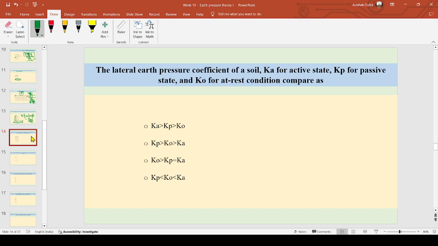The coefficient of passive earth pressure is more than the coefficient of earth pressure at rest, and the coefficient of earth pressure at rest is more than the coefficient of active earth pressure, because when the retaining wall is moving towards the backfill soil, the condition is passive earth pressure and the earth pressure is increasing, and when it is moving away from the soil, the pressure on the backfill is decreasing. Okay, good. Next question.